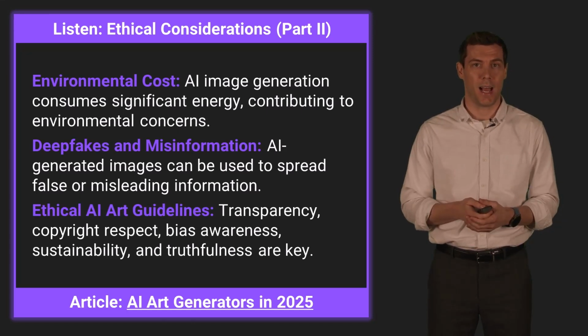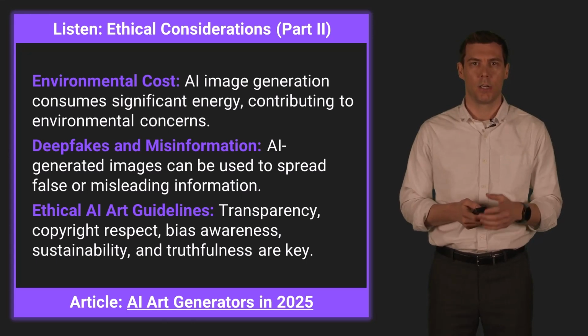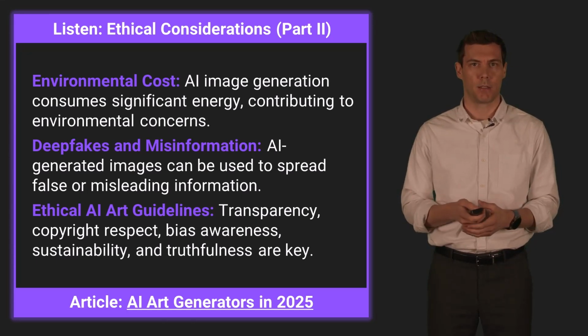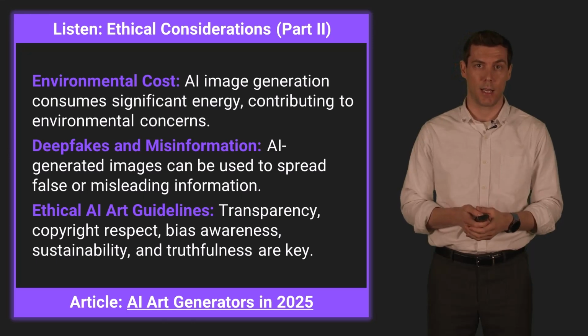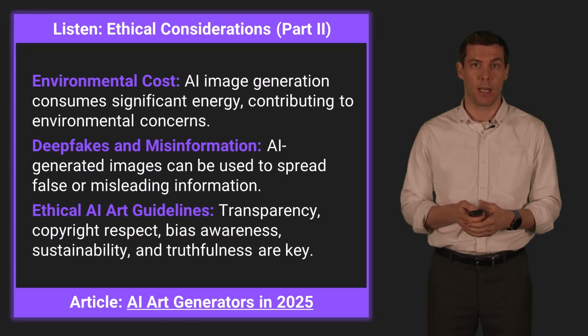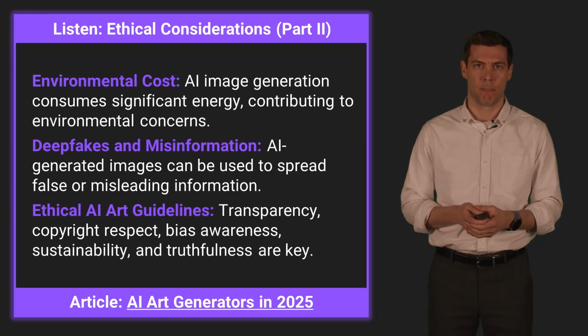And ethical AI art guidelines. To use AI responsibly, follow these key guidelines. Transparency. Always clearly disclose when you're using AI-generated art. Copyright respect. Understand and respect legal guidelines related to AI-generated visuals. Bias awareness. Be aware of the biases in the training data and correct and acknowledge them. Sustainability. Advocate for environmentally friendly AI practices. Truthfulness. Avoid using AI-generated images to deceive or harm others.